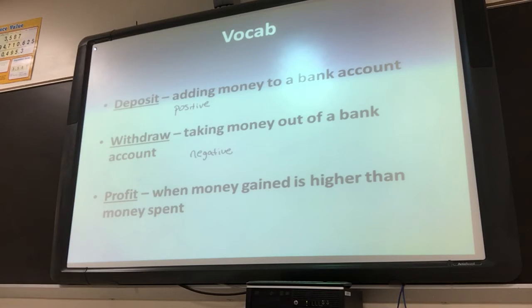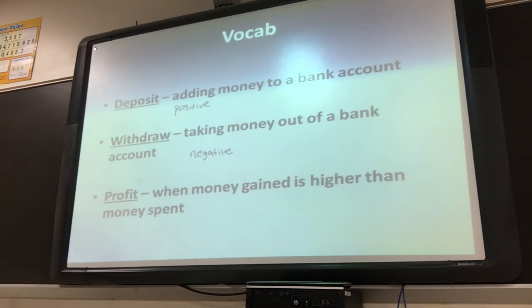And then profit. So profit is more about, like, if you start a business, your goal is to make a profit. So people might buy stuff from you, but you want the amount that you earned to be more than the amount you spend. So let's say you spend $200 on materials, you want to make more than $200. If you don't get a profit, you're still losing money at the end.